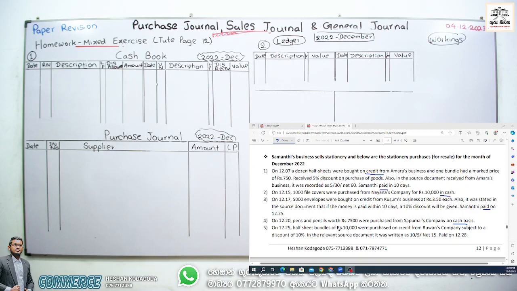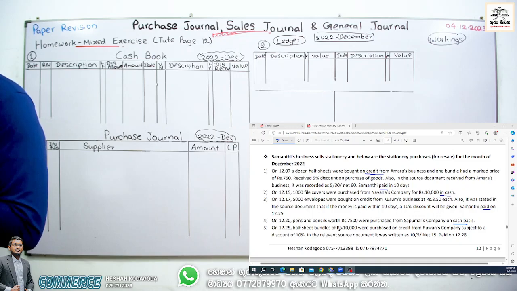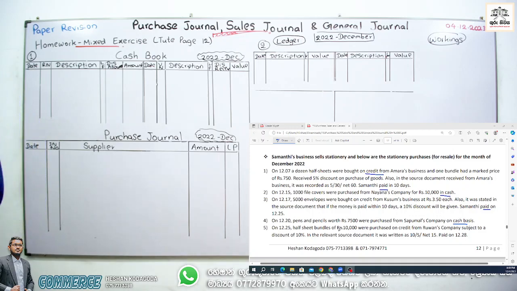of rupees 750. Receive 5% cash discount on purchases of goods. Sorry, 5% discount on purchase of goods. Also in the source document received from Amara's business, it was recorded 5/30/net. Samanthi paid in 10 days.